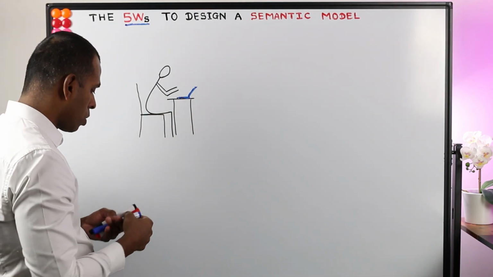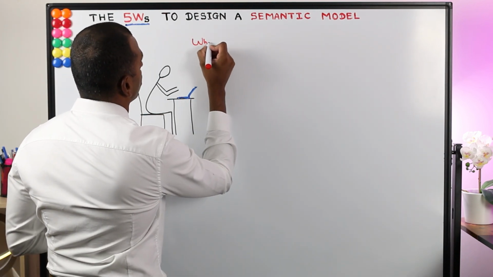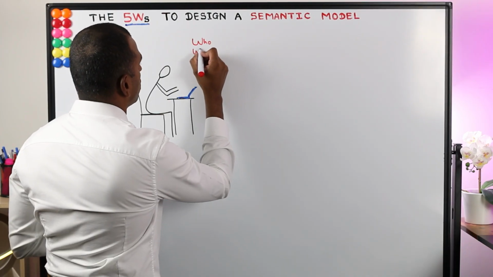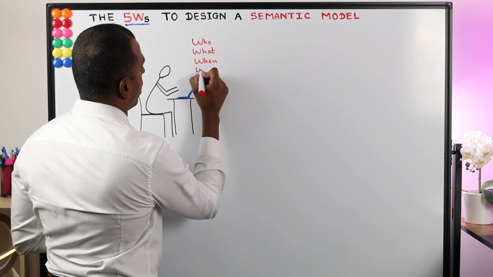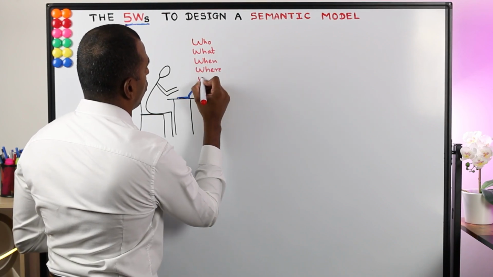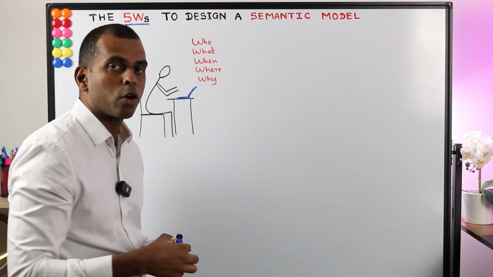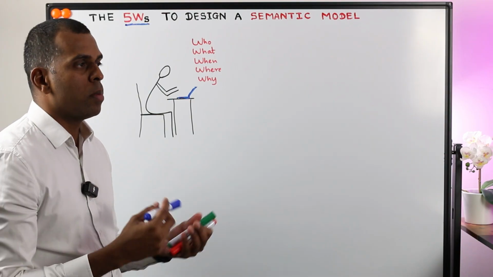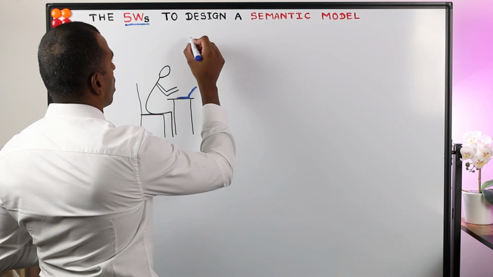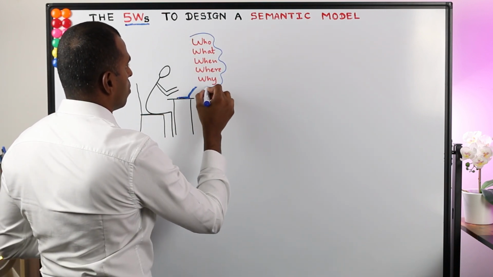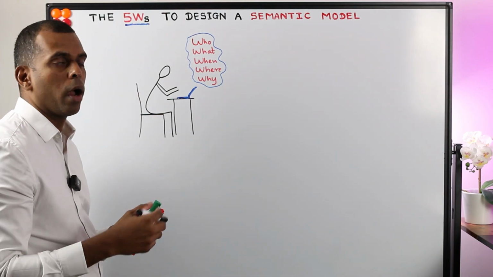Alright. The first one I consider is who, then what, when, where, and why. I take these things into consideration. I ask questions of myself, or maybe when I talk with the stakeholders, I talk with them and I understand these things. Alright, so I will explain what I ask from them.